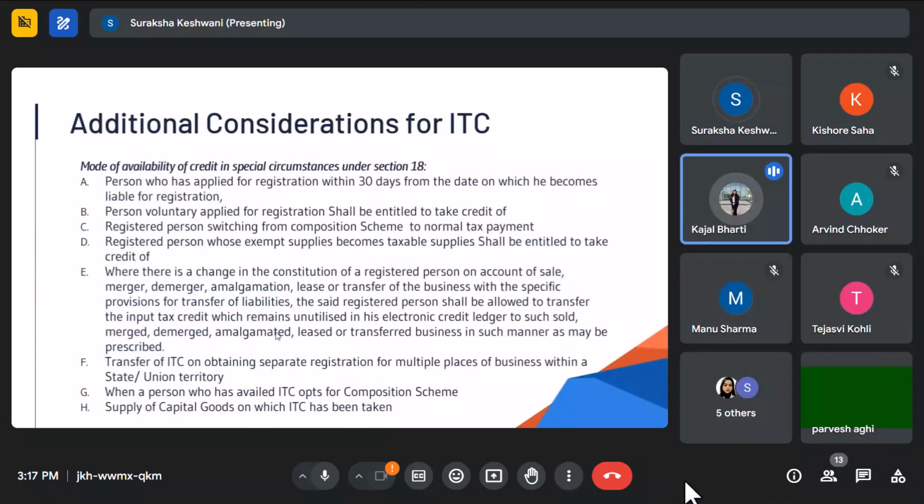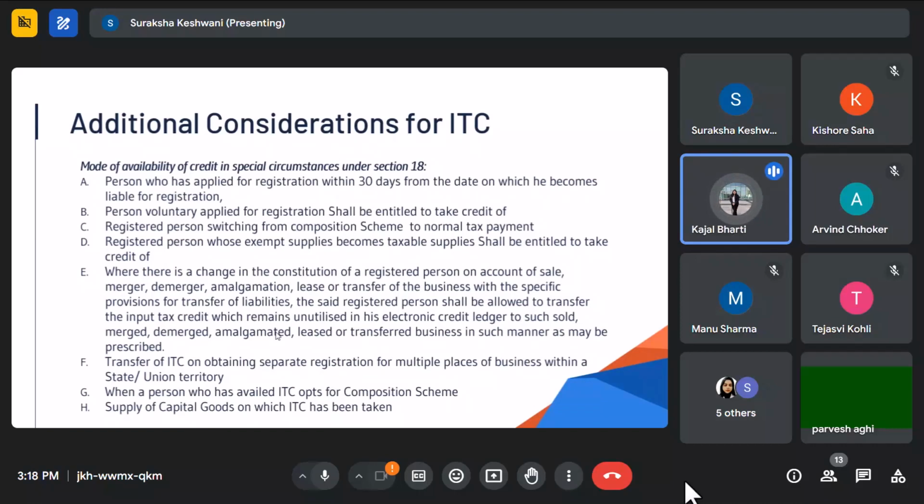So moving ahead, we'll talk about the additional considerations for ITC. Under certain special circumstances, we are allowed to claim ITC. Number one is fresh registration. A person who becomes liable for GST can claim ITC within 30 days from the date on which he becomes liable for registration.